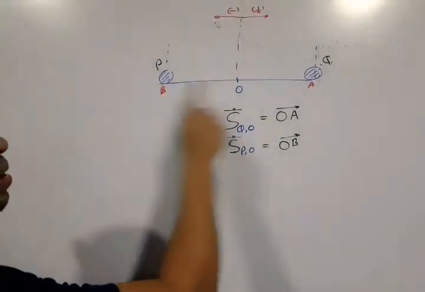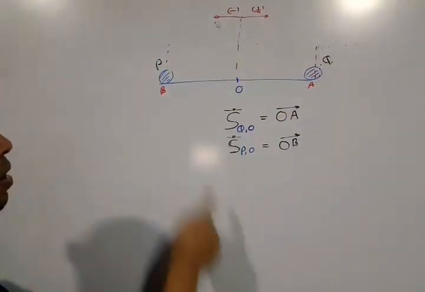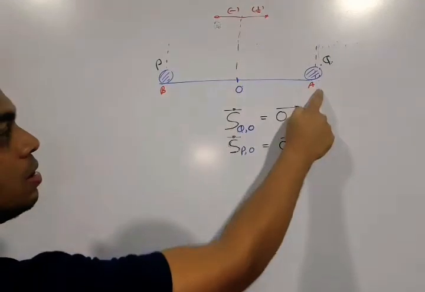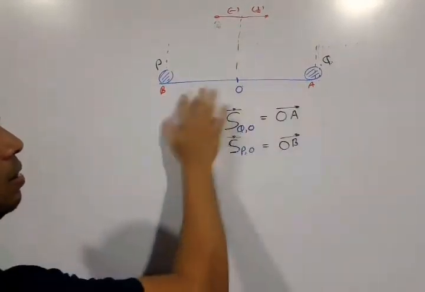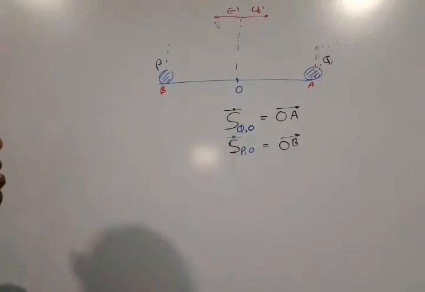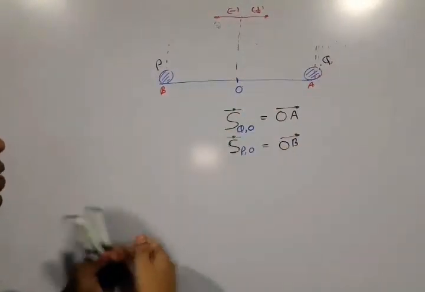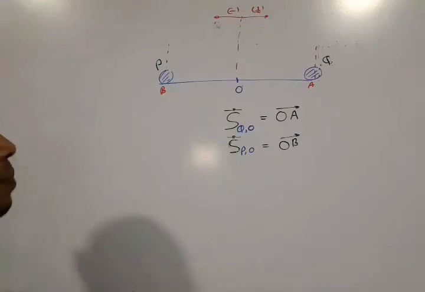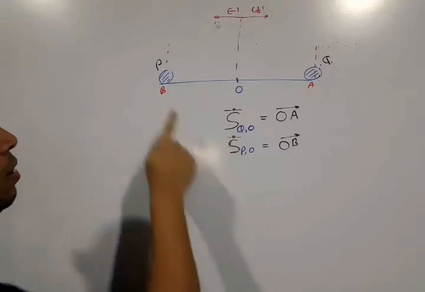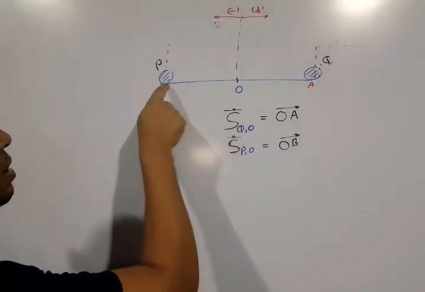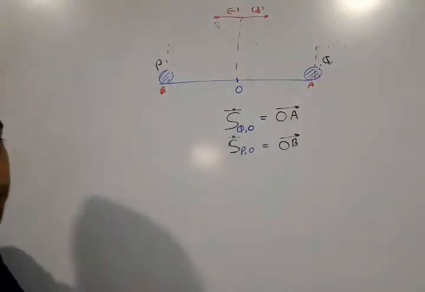Now there are two particles here, particle P and particle Q, and there are three locations O, B and A. These three locations are fixed, right? So particle P and particle Q can be moving towards each other or away from each other or in the same direction. But at a particular time, P will be situated at B and Q will be situated at A.